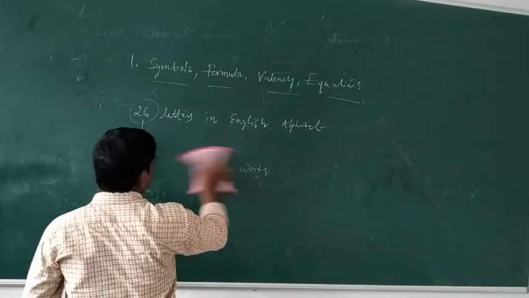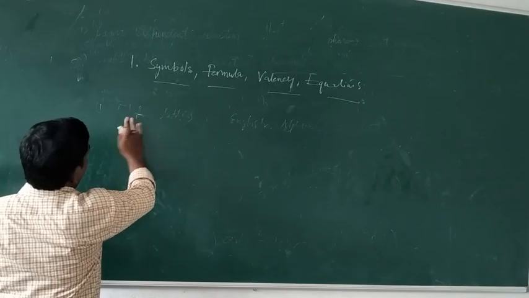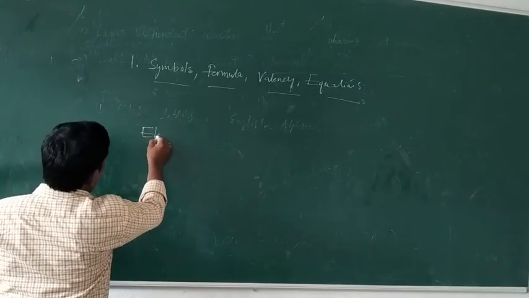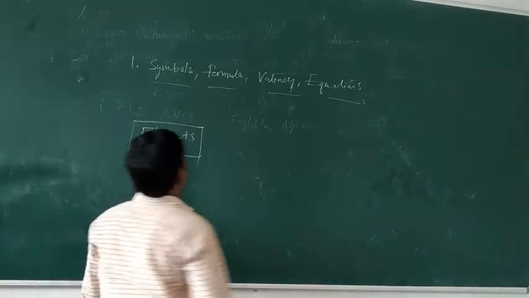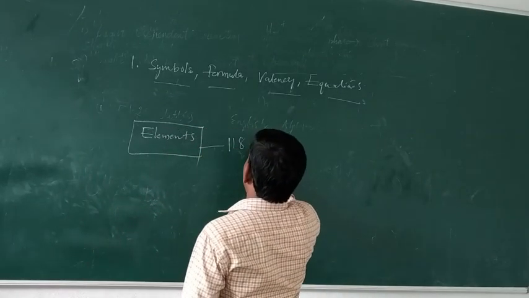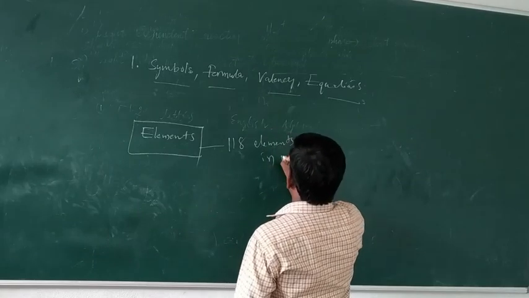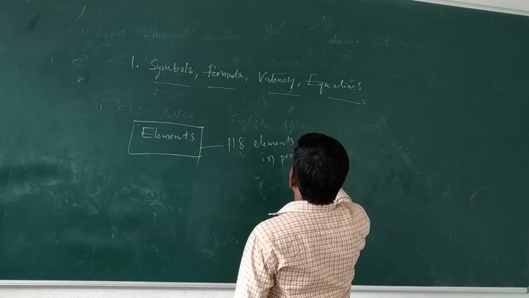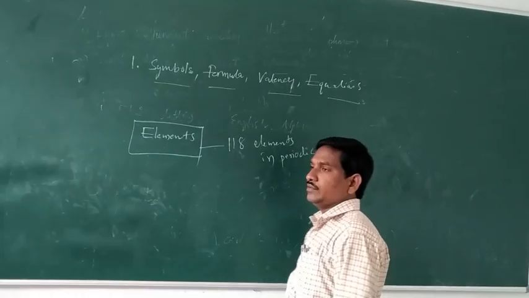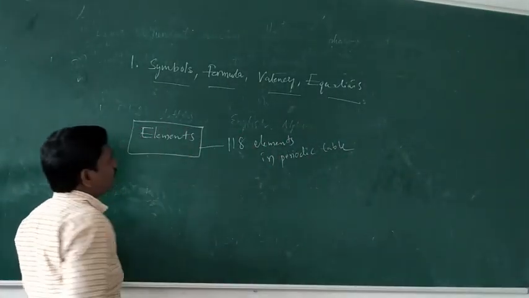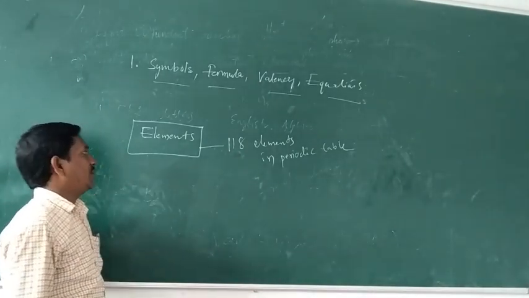We have some elements in the periodic table. We have nearly 118 elements in the periodic table. Okay, how many elements we have? So far, nearly 118 elements in the periodic table.